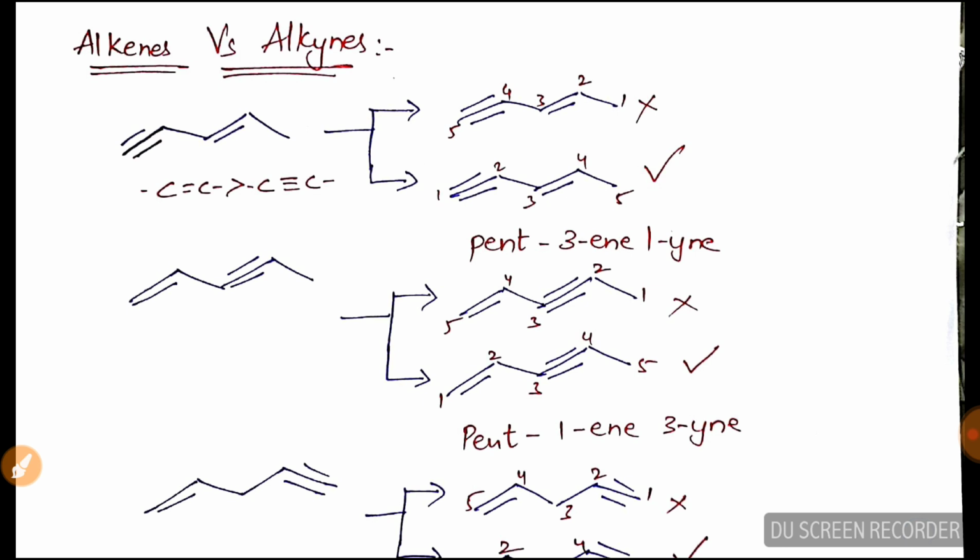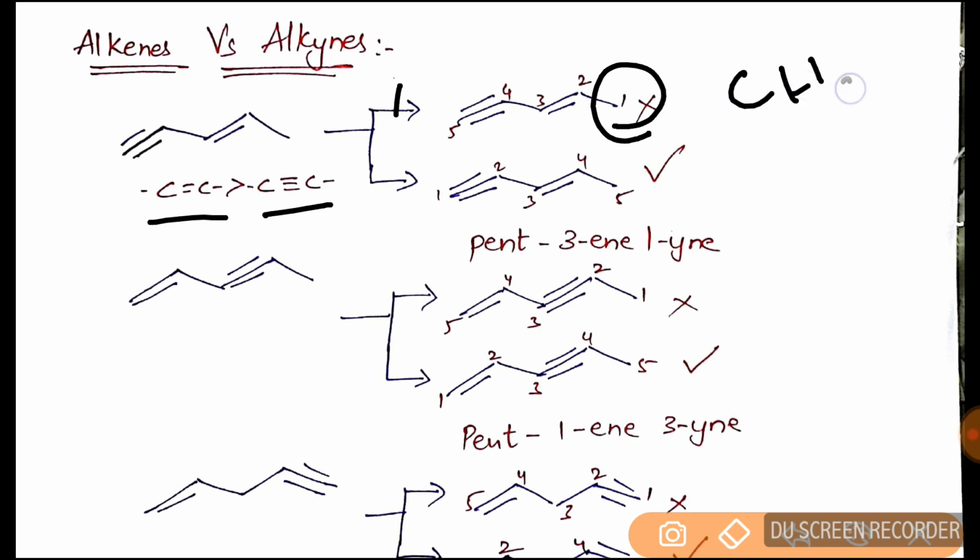Okay, firstly, just see the first carbon. Just neglect this alkene group or alkyne group, whatever it is. Just see the first carbon. In the first case, the preference for the first carbon is given to this CH3 only, the CH3 without any substituent. In the second case, the first preference is given to this alkyne carbon. So which one should be given preference?